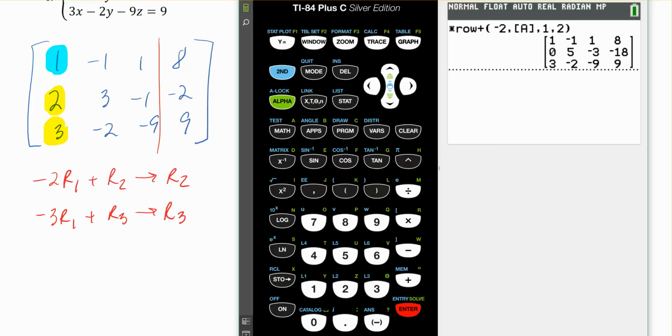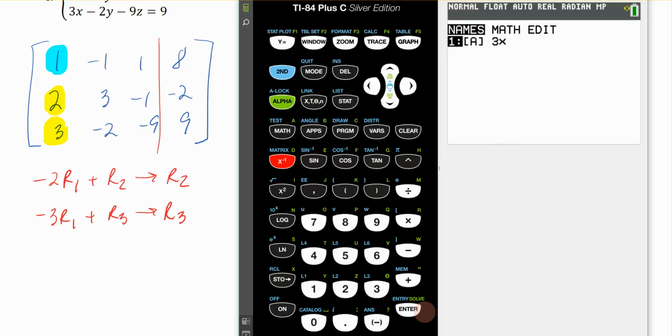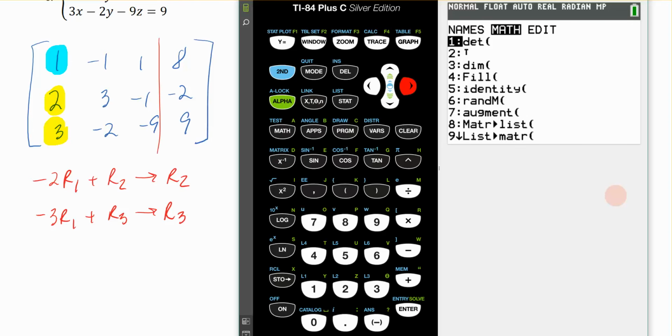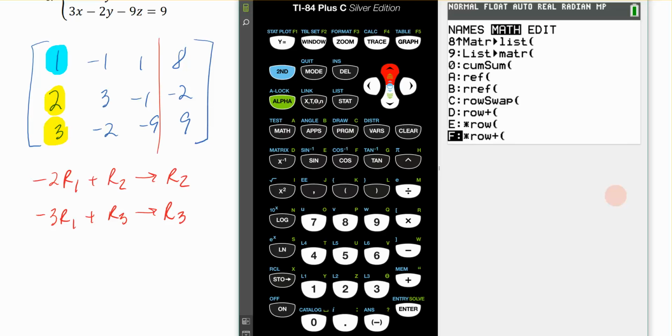Now I'm going to go back in and I'm going to do the same thing, only for row number 3, but I'm going to do it to this matrix right here. This is where you have to keep up with what it is that you're multiplying. So I still want to do that same multiply and add command. So I'm going to do second matrix. I'm going to arrow over to math, and I'm going to arrow up to the last option there and hit enter.